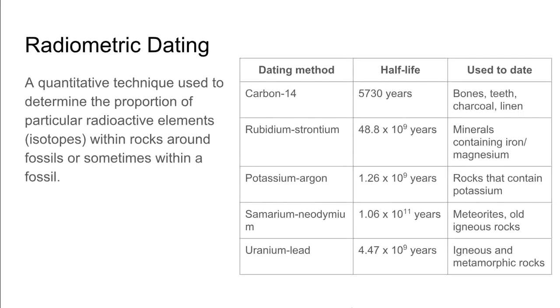Radiometric dating is a form of absolute dating, in which we determine the proportion of particular radioactive elements or isotopes within rocks around fossils or sometimes within a fossil. Depending on the radioactive element we use, we know its half-life, and we can use that to date different types of fossils. With carbon-14, we can date bones and teeth, and as we go down, there are different elements with different half-lives, which allow us to find the absolute age of a range of different rock types or organism remains.